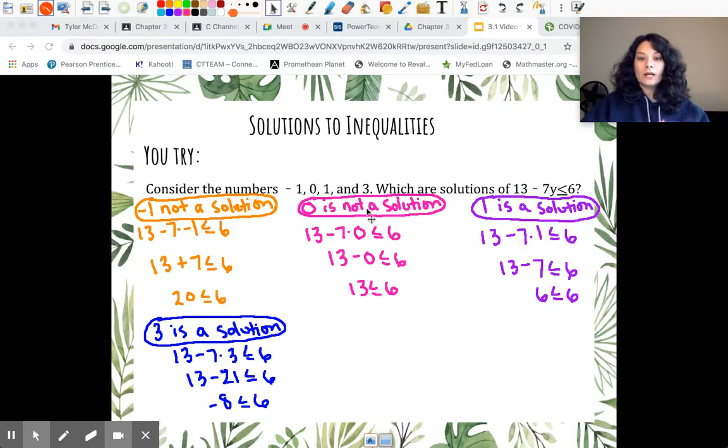Plugging in 0, I got that it's also not a solution. Negative 7 times 0 gave me 0. 13 minus 0 gave me 13. 13 is not less than 6, and it is also not equal, so not a solution.